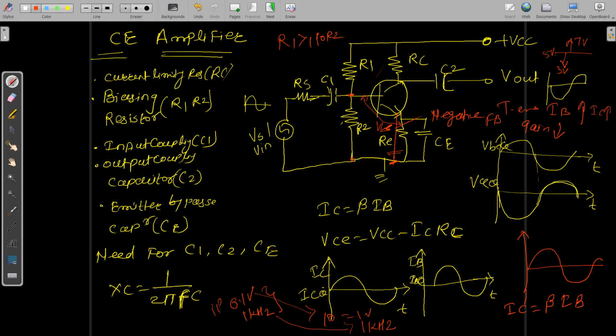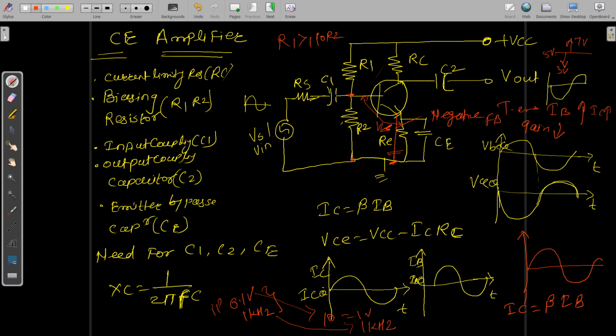Now you have the other components like C1, C2 and CE. What is the work of this CE? CE is called a bypass capacitor. Why? When you don't want the effect of this RE, you have this capacitor in parallel, and the value of the reactance of this capacitor is selected in such a way that it provides a low reactance path compared to your RE. So what is the use of this? It will bypass all the high frequency components to the ground. Therefore, it is called a bypass capacitor.